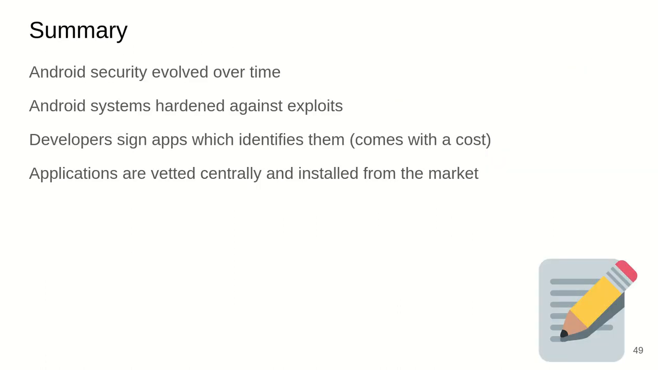So, quick summary. The Android security system evolved over time. Android itself is hardened against exploits. Developers sign applications, which identifies them, which comes with interesting trade-offs between the flexibility and the power of the checks. And applications are vetted centrally and then installed from this market, which gives Google a lot of power and control over the software distribution.